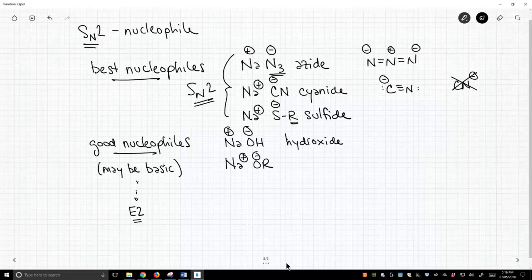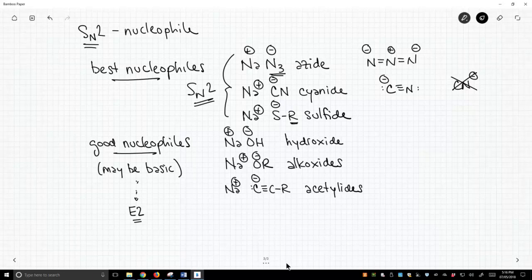Now, just as sulfide is a pretty good nucleophile, a sulfur minus attached to an R, an O minus attached to an R can be a pretty good nucleophile, and these are called alkoxides. R could be methyl, ethyl, what have you. Okay, what else? Acetylides. You'll probably encounter these more in second semester organic. But deprotonated alkynes, these are called acetylides. And people use these for SN2 reactions. We'll probably see an example or two of those.